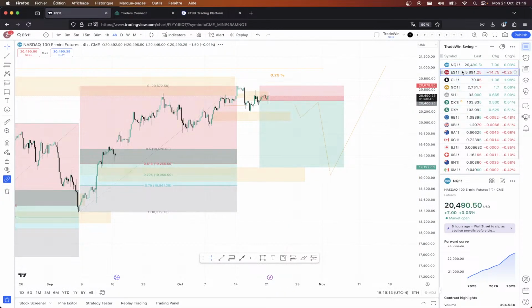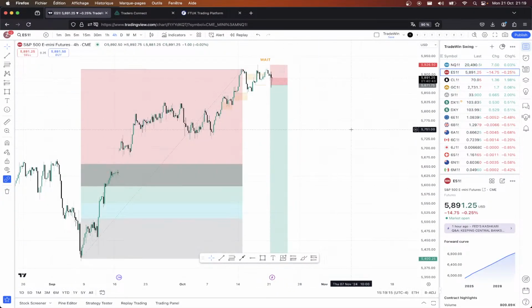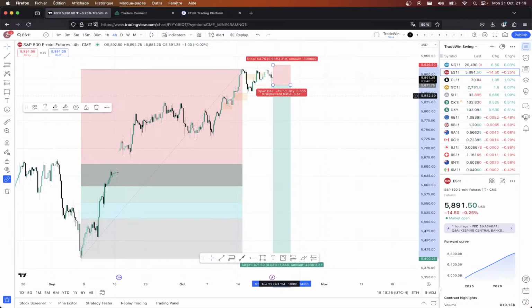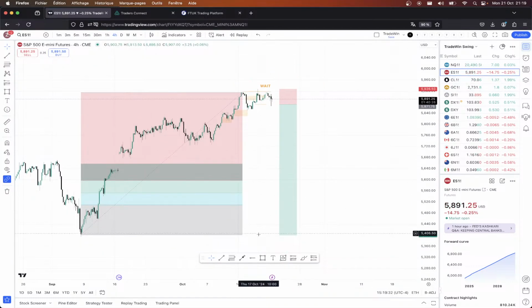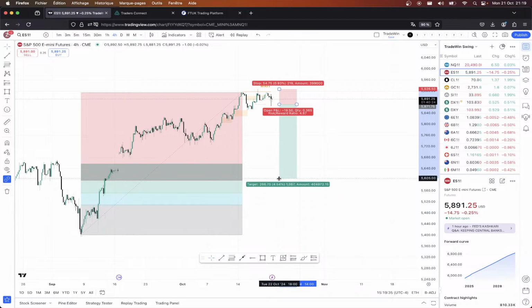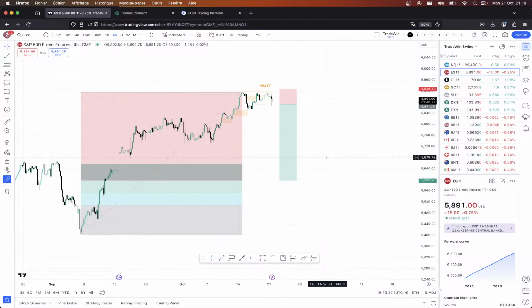Yes, my friend, exactly the same, but we didn't have a really nice setup compared to NQ with this huge fair value gap here. I'm definitely not into ES right now. And as I told you, I don't expect it to go down there.